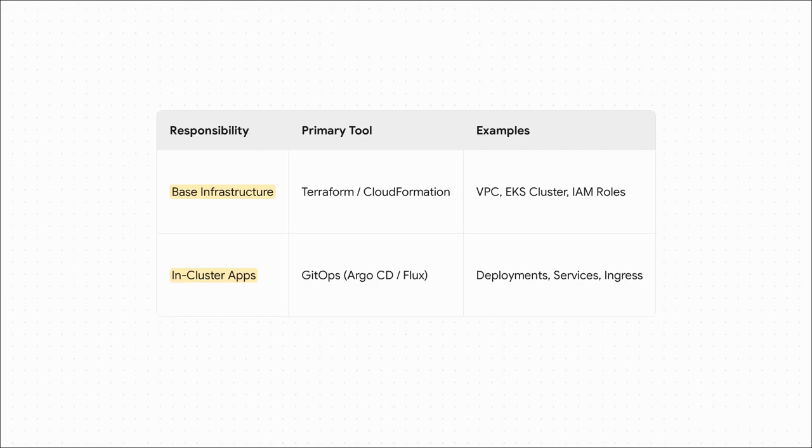This table just lays it out perfectly. It's all about drawing a clear line. You use your heavy-duty IaC tools like Terraform or CloudFormation for the foundational infrastructure. Provisioning the VPC, the EKS cluster itself, the essential IAM roles, your databases. But for everything inside the cluster, the apps, their deployments, services, configs, that becomes the job of GitOps. It's like one tool builds the house and the other furnishes the rooms.